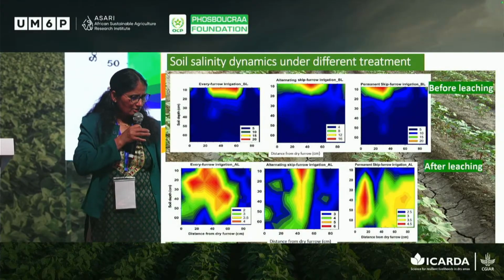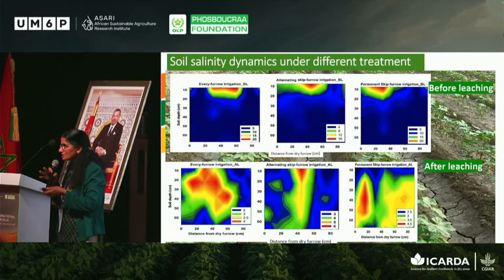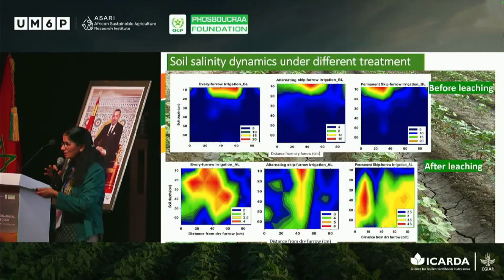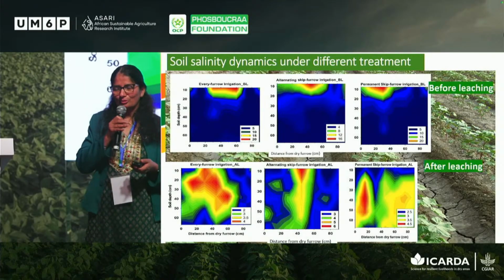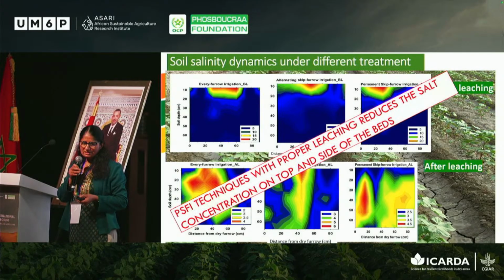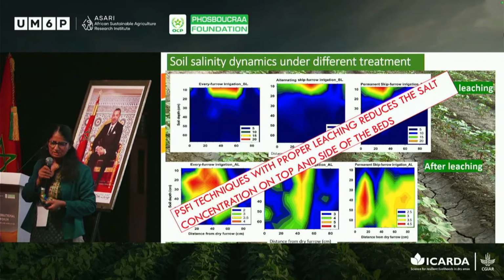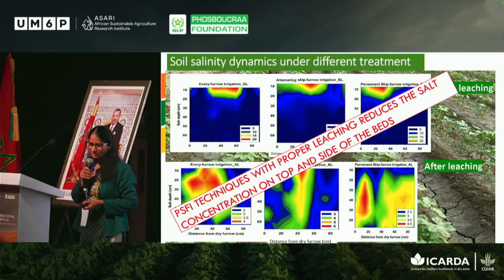But in alternate furrow irrigation, it still remains in the center of the bed. But if you look at permanent skip furrow irrigation, salt was accumulated on one side. So this is something: a permanent skip furrow irrigation technique with proper leaching reduces the salt concentration on top and side of the beds.